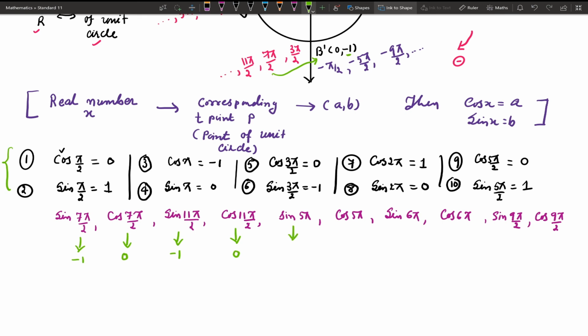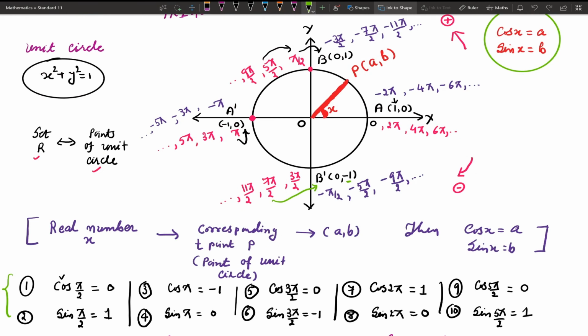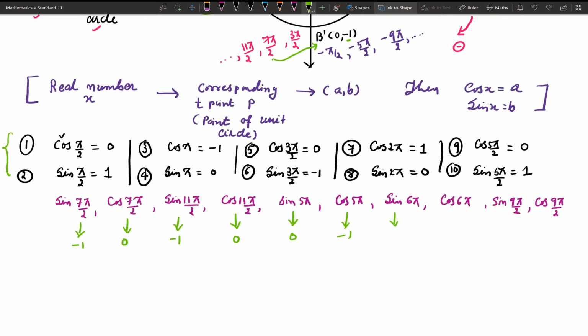Sin 5 pi: from the unit circle, find out where 5 pi is, at A prime. For sin observe y coordinates. Cos 5 pi is -1. Check this one here, 5 pi. For cos you have to observe x coordinates. Sin 6 pi is 0. Cos 6 pi is +1 from the unit circle.